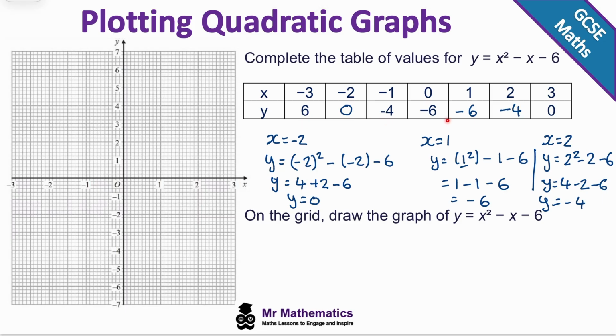So that's the first part. We've completed the table. Now we need to use these x and y values as coordinate pairs to plot the points on the grid. So when x equals -3, y will equal +6, and we'll plot that point here. Then we've got -2 and 0, -1 and -4, 0 and -6, 1 and -6, 2 and -4, and 3 and 0.